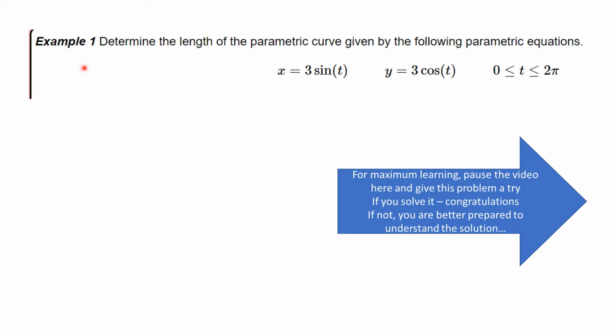So let's dive right into it. Determine the length of the parametric curve given by the following parametric equations. x is equal to 3 sine t, y is equal to 3 cosine t, and t runs from 0 to 2 pi. Now, for maximum learning, I'm suggesting here and other places, this is the only place I'm reading it, that you pause the video and give this a try. If you solve it, congratulations. If not, you're better prepared to understand the solution that we go through. So pause the video now.